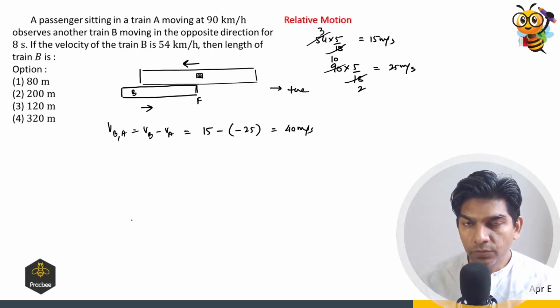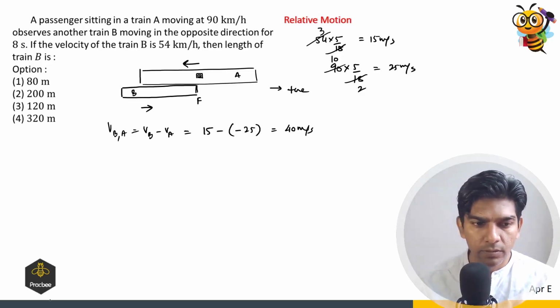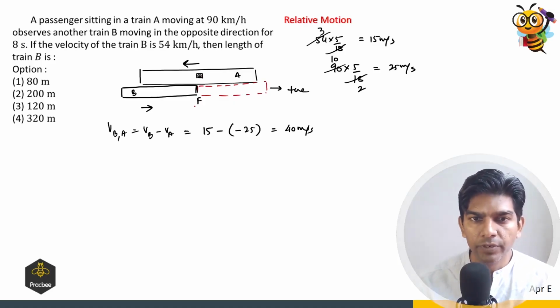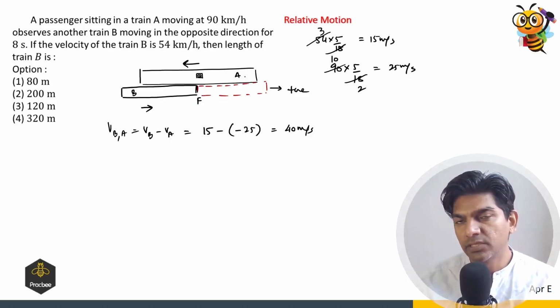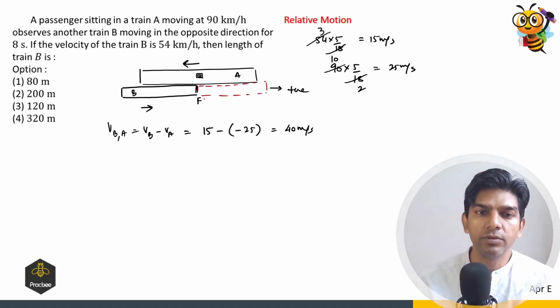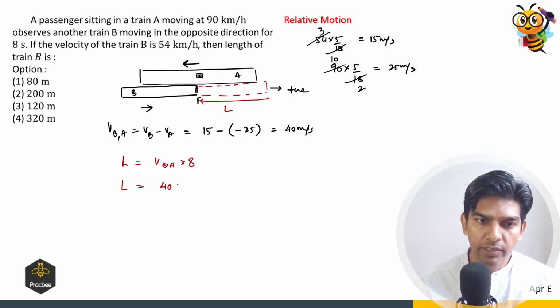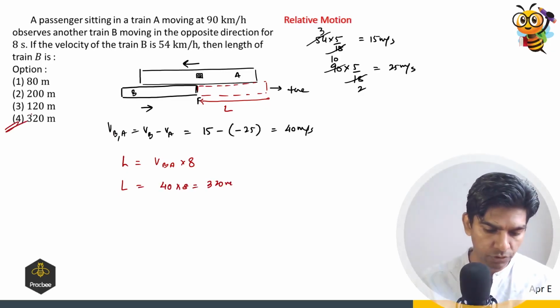Now we are observing with respect to A, so train A will be at rest. When the rear of train B is aligned with the window, up to that point the passenger will be able to see train B. So what is the displacement of train B with respect to train A? It is nothing but the length of train B. Let us say the length of train B is L. Distance will be speed into time, and time is given as 8 seconds, so L is 40 times 8, which is 320 meters. So 320 meters is the answer to this question.